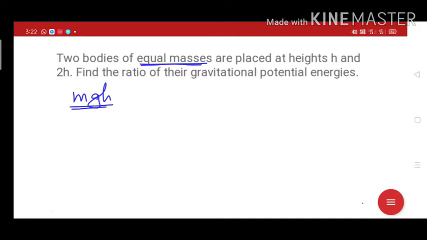So to find the ratio, we only find the ratio of their heights, and that is h is to 2h. That means h can cancel and the ratio is 1 is to 2. So this is a very basic question. So we are moving to the second question.